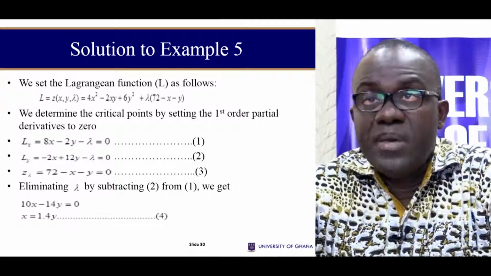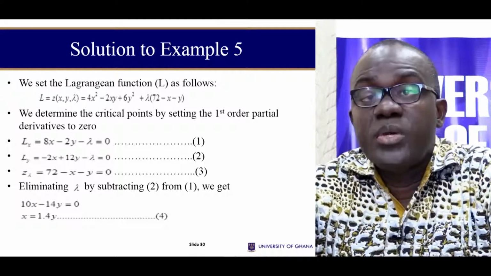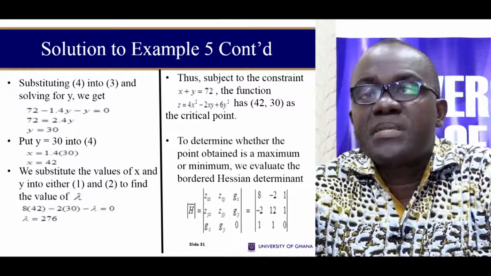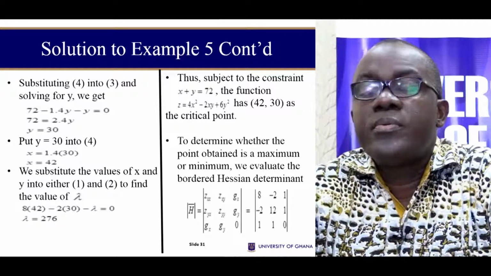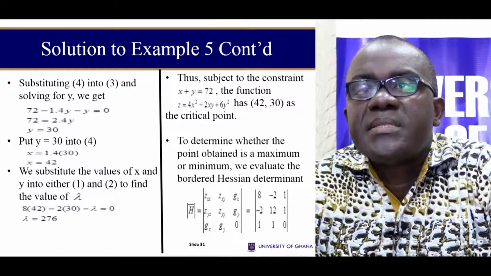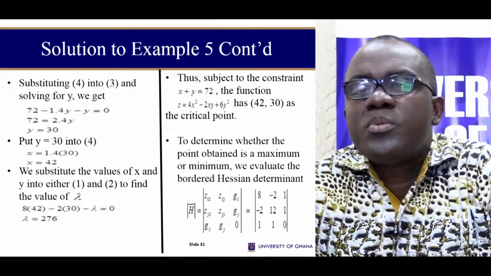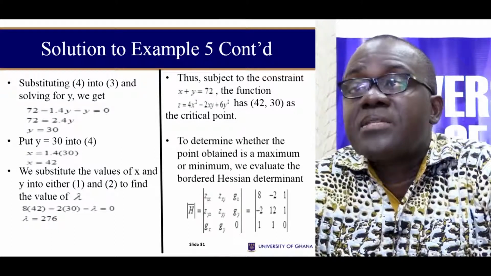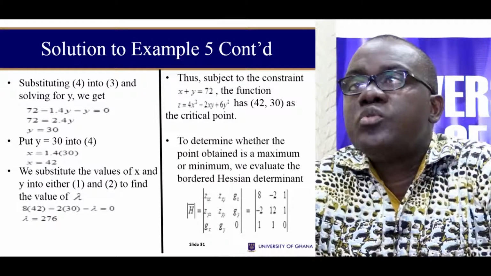Using any method of solving simultaneous equations, if we go through, we have found our y to be equal to 30, our x to be equal to 40, and then there's our Lagrangian, which we can always do.